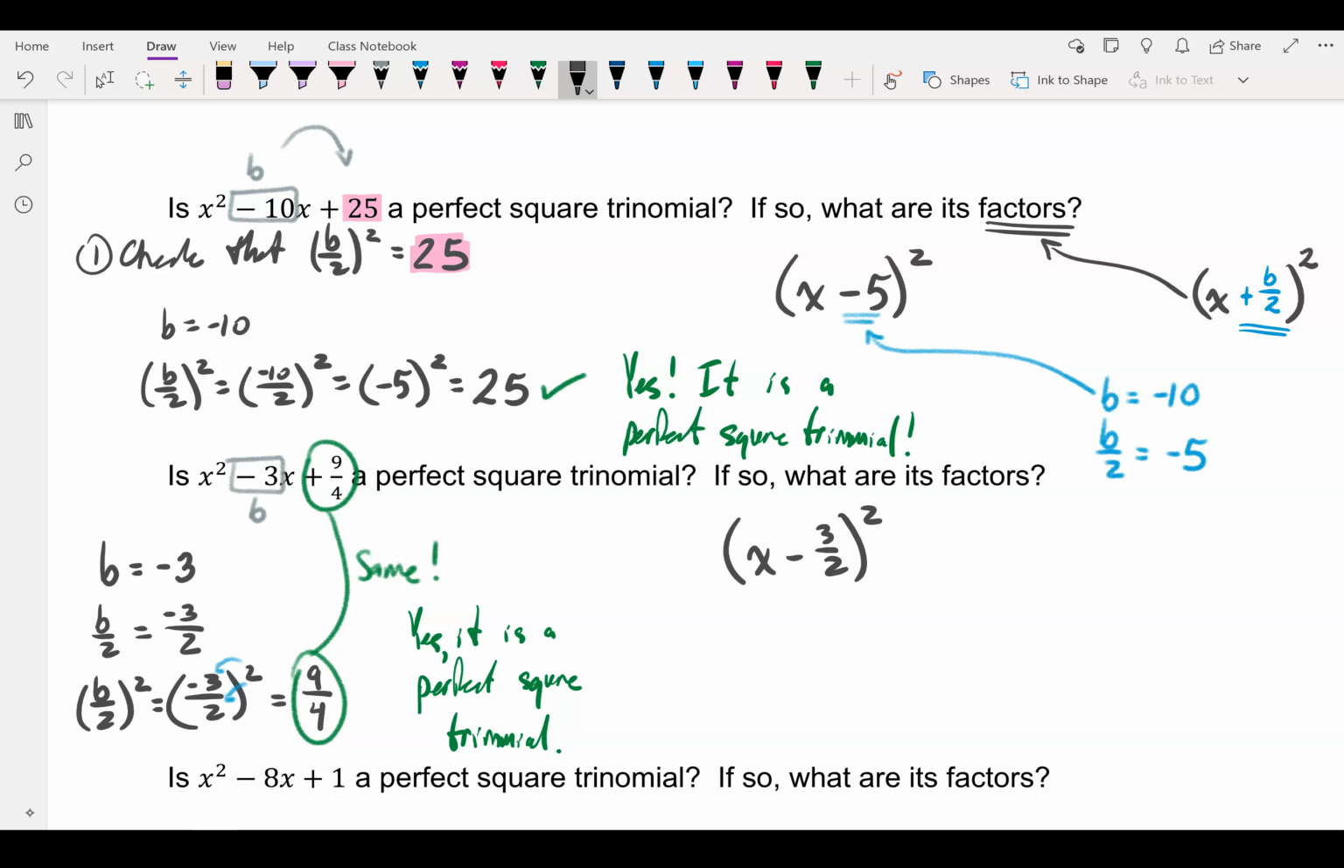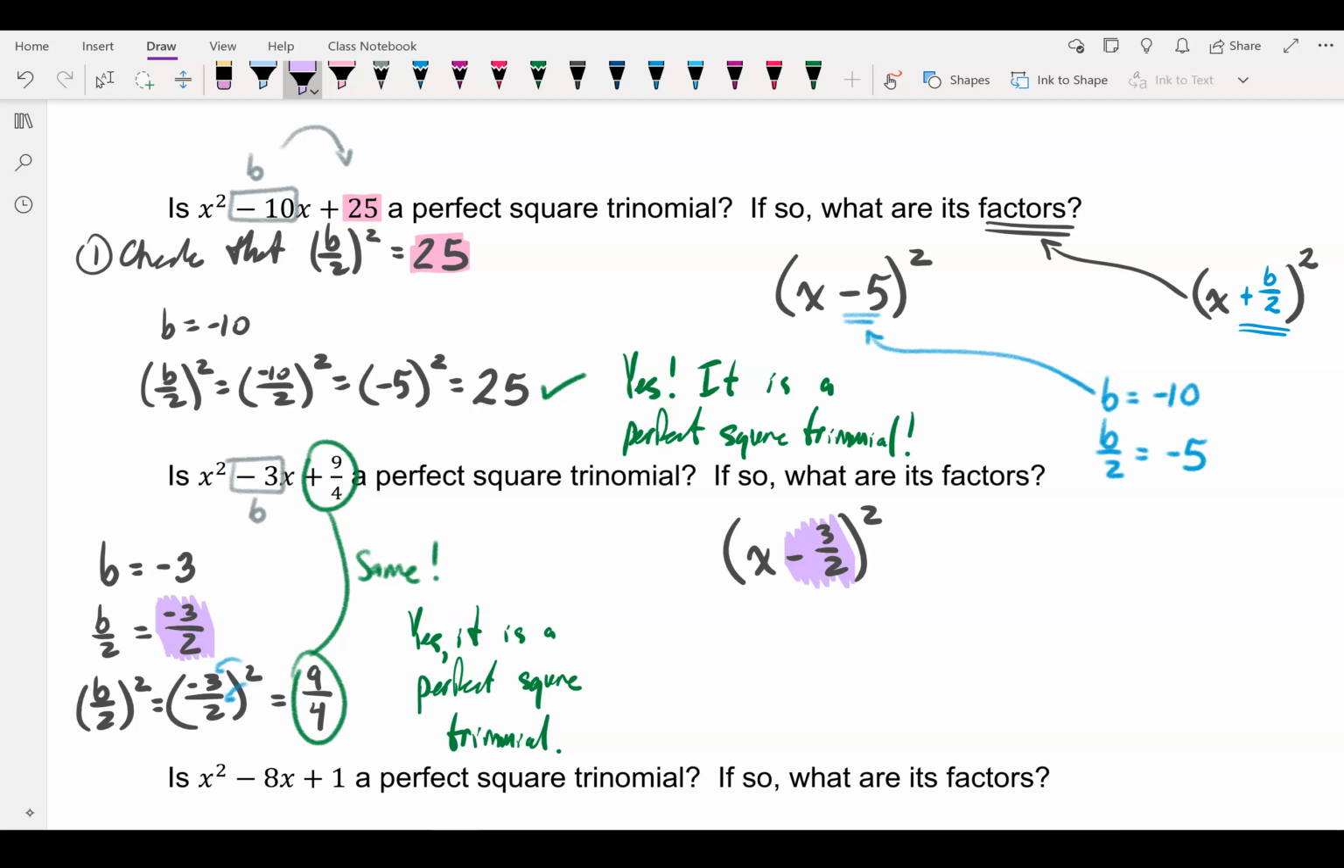Well, it's the properties of perfect squares. b over 2, the middle number divided by 2, so negative 3 over 2, goes in as the factors. Okay, the factors are x minus 3/2. It has a double root, really. So that's our final answer.